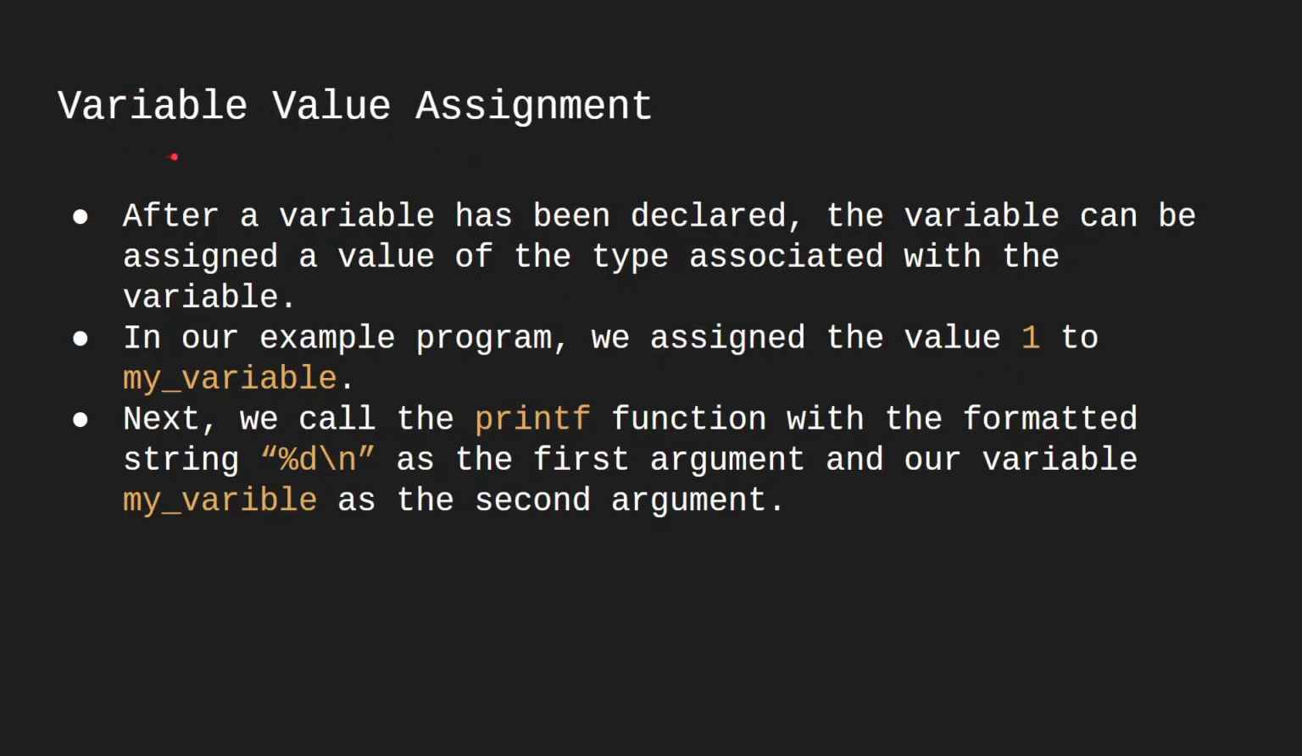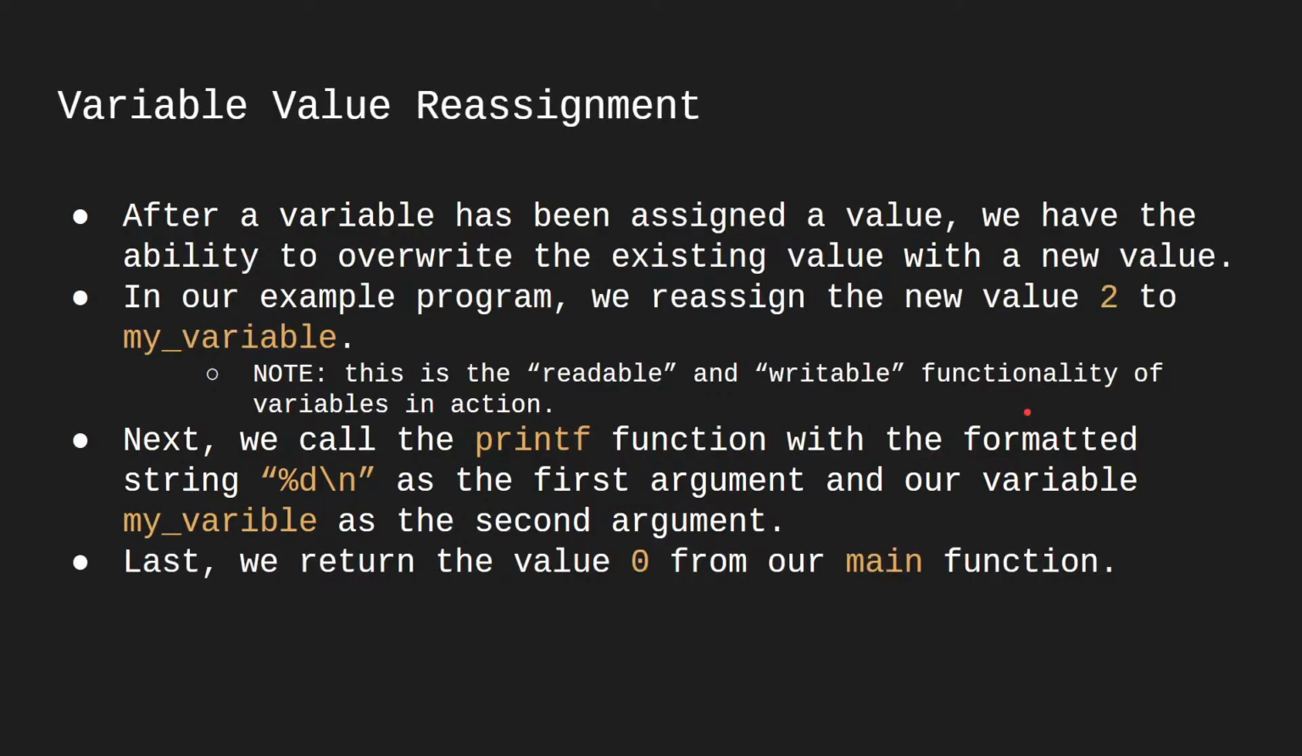The next part, which was the assignment of a value, happened right after the declaration. So we assign the value 1 to our variable named myVariable. After that, we just called our printf function with the formatted string as the first argument and myVariable as the second.